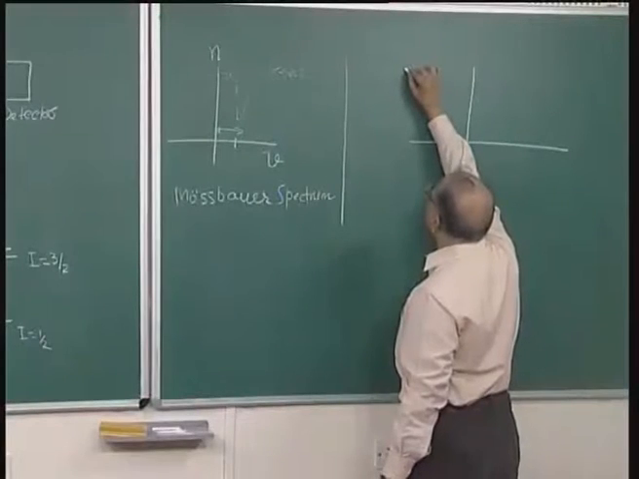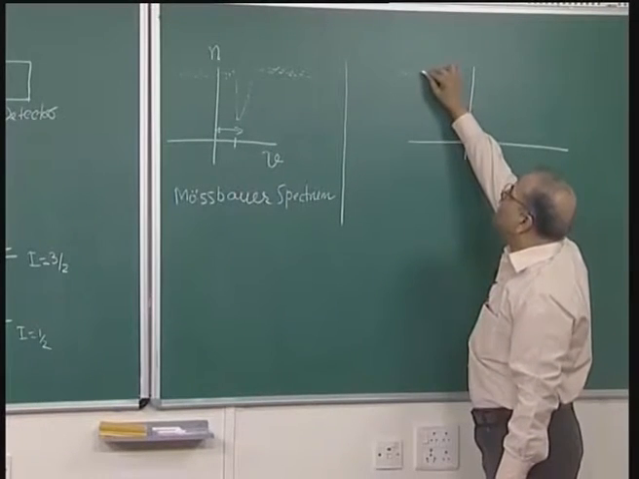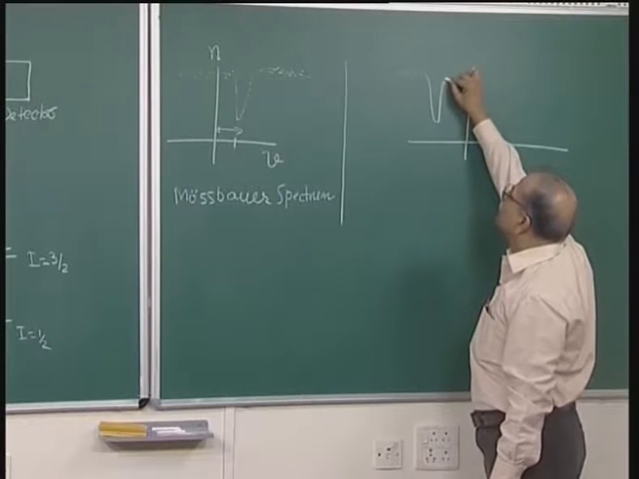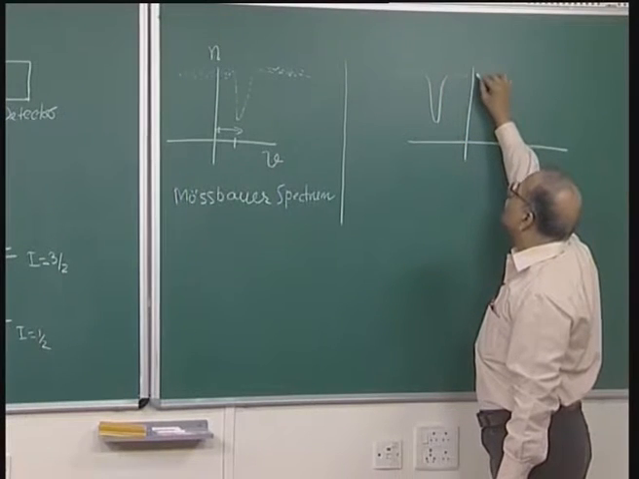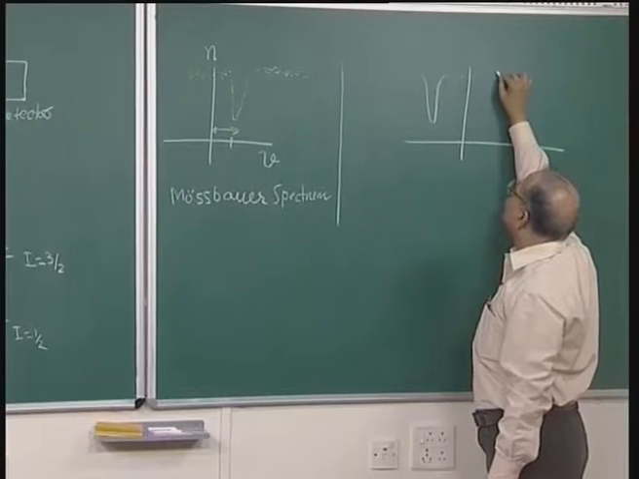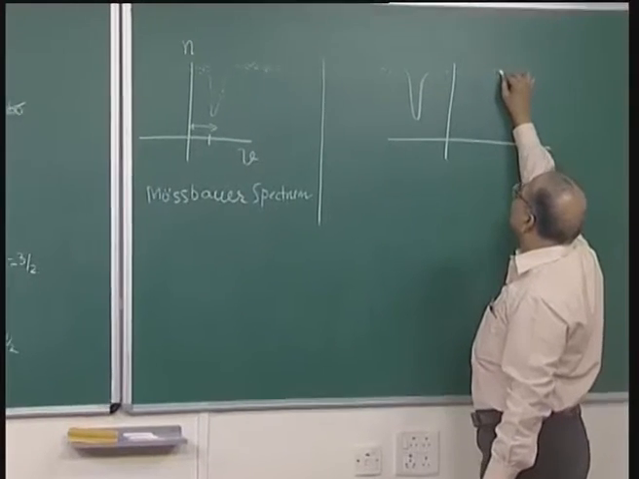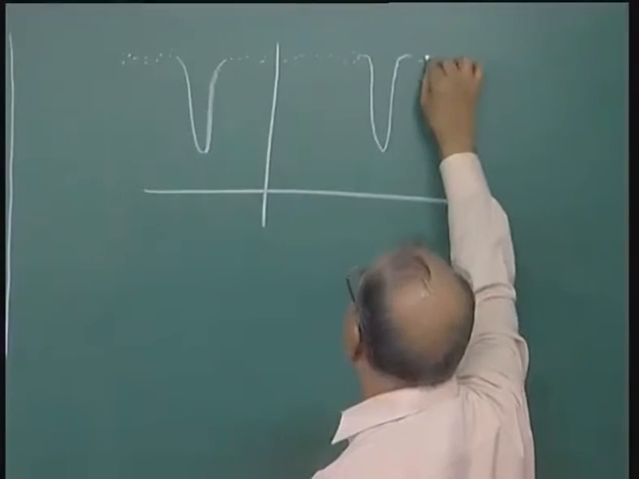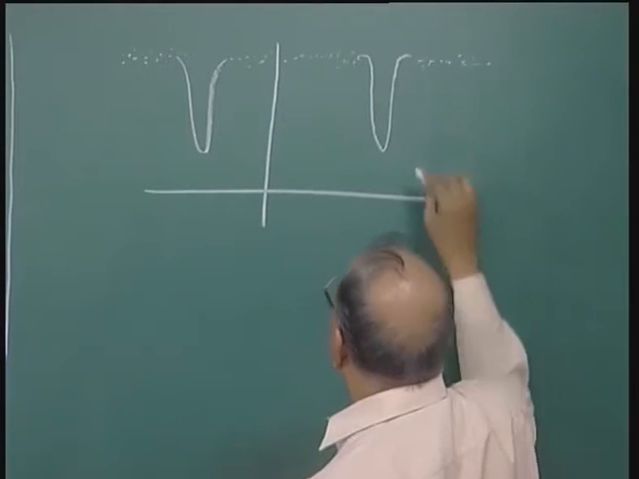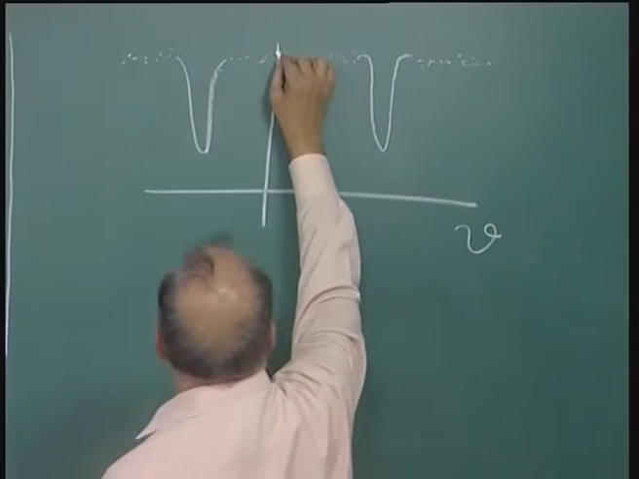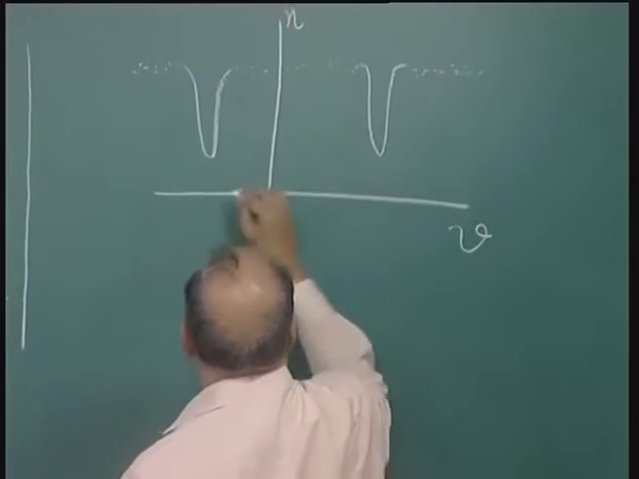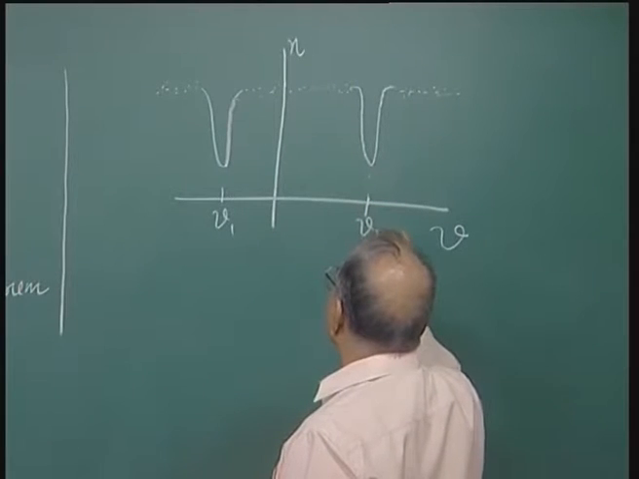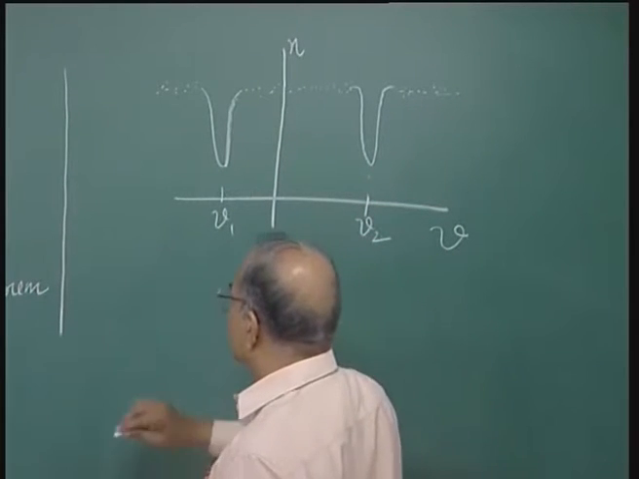You will have all these counts coming, and then suddenly you find there is this dip, and then again you have more counts, and then at some other place, some other velocity, you again find a dip. This is velocity here and this is n here. This is V1 and this is V2. So, this is the Mossbauer spectrum.